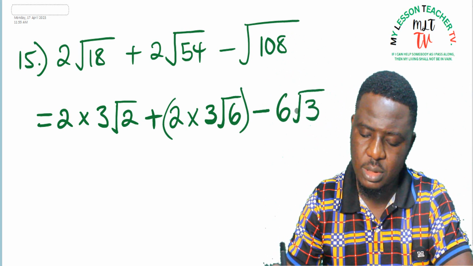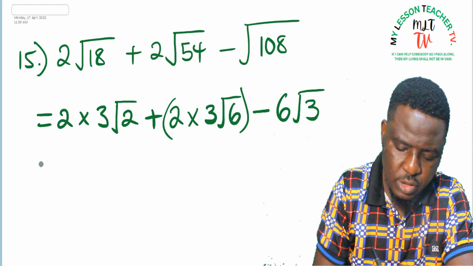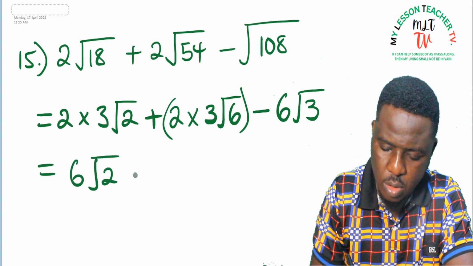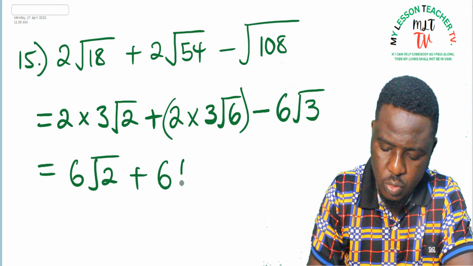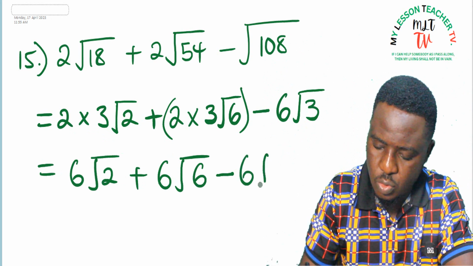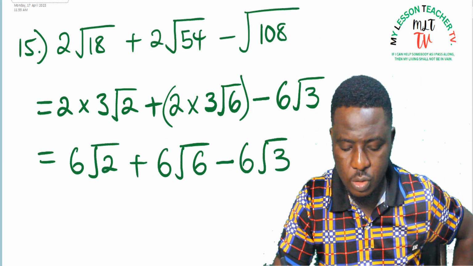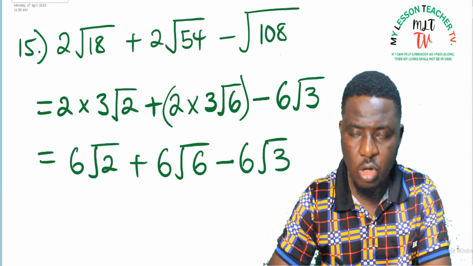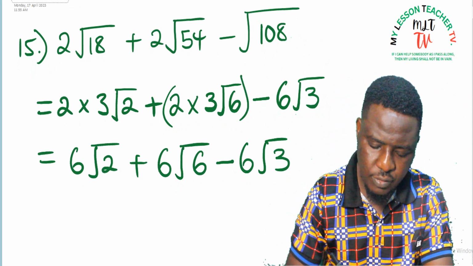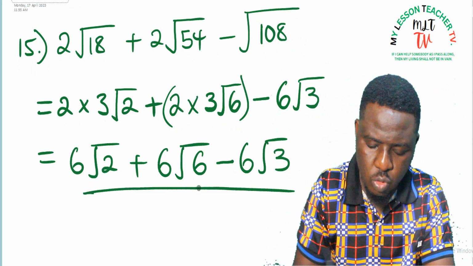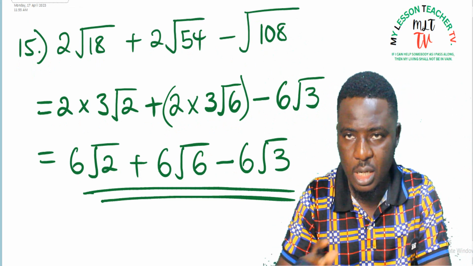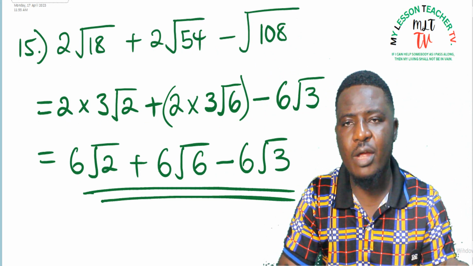Do we have any like terms? No. But I can simplify this to be 2 times 3 is 6 root 2 plus 6 root 6 minus 6 root 3. So this is our answer because none of these are like terms and you cannot simplify any further. So this gives us 6 root 2 plus 6 root 6 minus 6 root 3 as our answer. That brings us to the end of today's class.